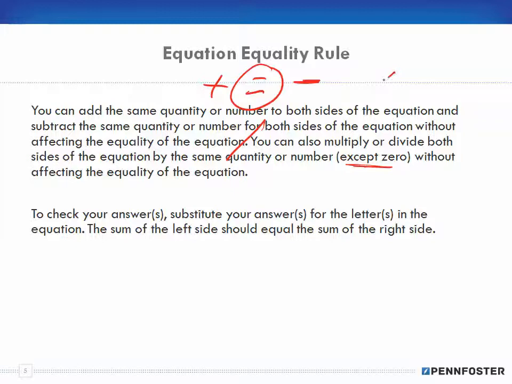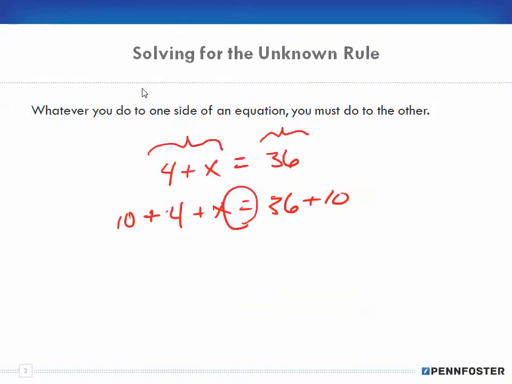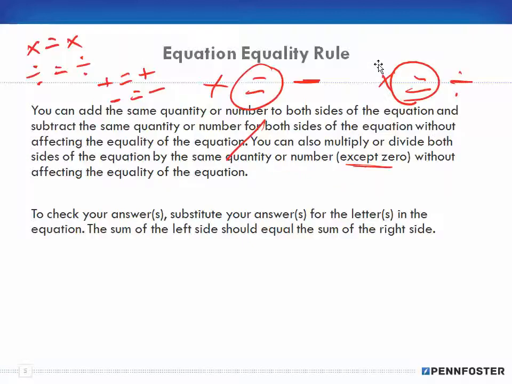So this is saying the same thing. I can multiply or divide on both sides of the equation, and that's not going to affect the equality of the equation. So in other words, if I multiply one side, I have to multiply the other side. If I divide on one side, I divide on the other side. Same with the addition. I add to one side, I add to the other. I subtract on one side, and that goes back to the solving for the unknown rule. Whatever you do on one side of the equation, you must do to the other. That's all this is talking about at this moment in time.